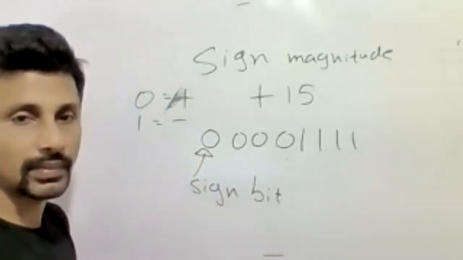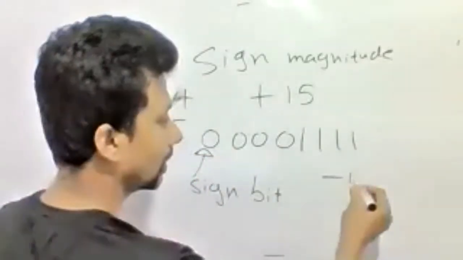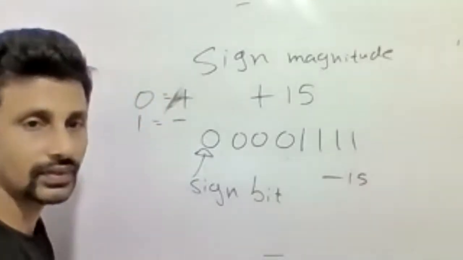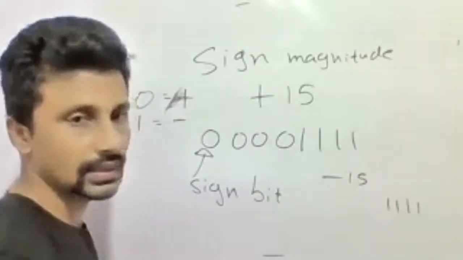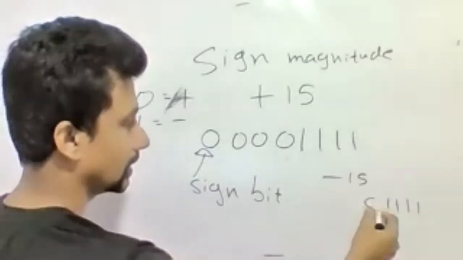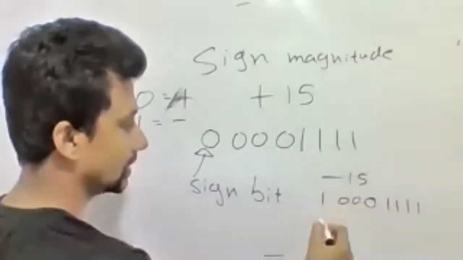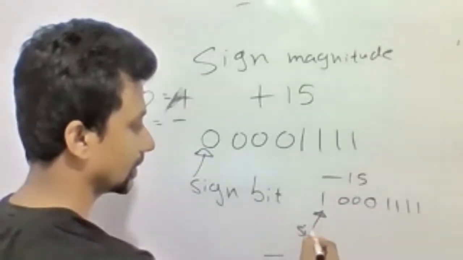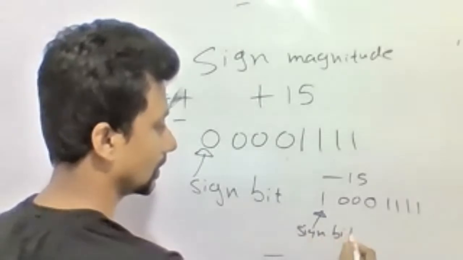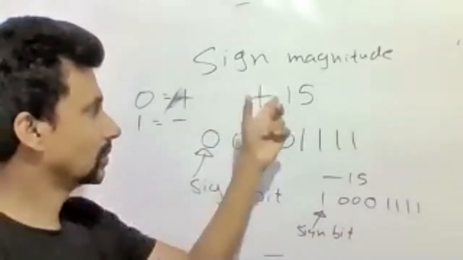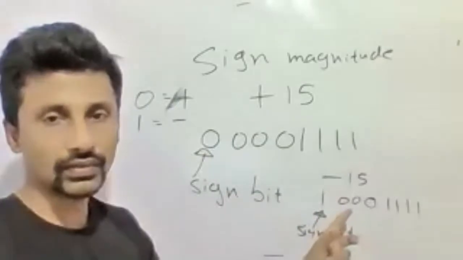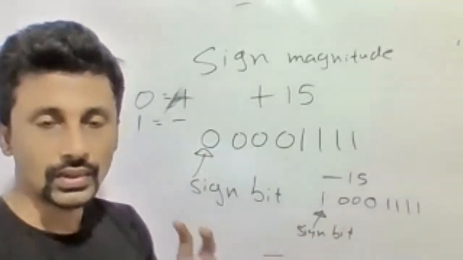Now if I said to show -15, how to convert that? 1111, that is the binary value. Then 000, and this is 1. This is called sign bit again. This 1 is the sign bit, because it's a negative. In positive 15 this is 0, in negative 15 this is 1, right?